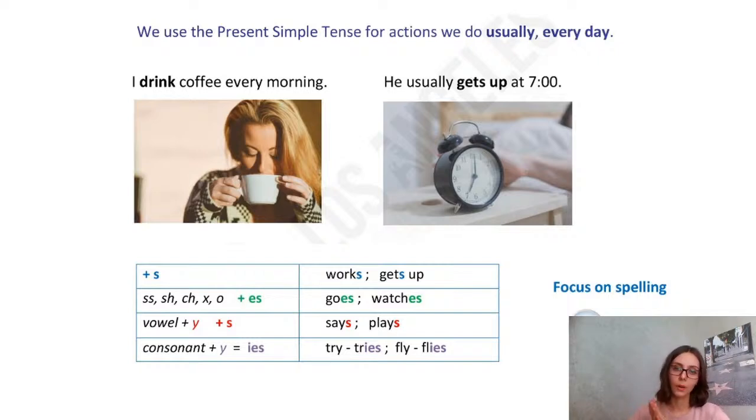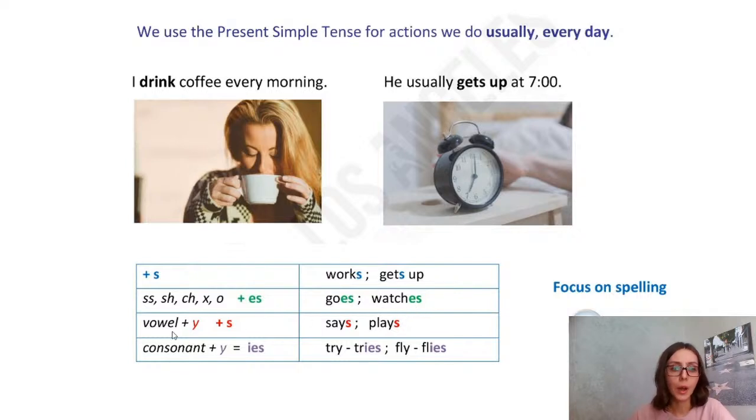Because when you write a verb for he, she, or it, you need to add s to the main verb. And here you can see some rules. So normally we will just add s. I mean spelling, you will just write it, works or gets up. But if you have a verb that finishes in s, double s, sh, ch, x, and o, you will add es. For example, goes, you will write es. Watches, you will write es. For example, he watches TV.